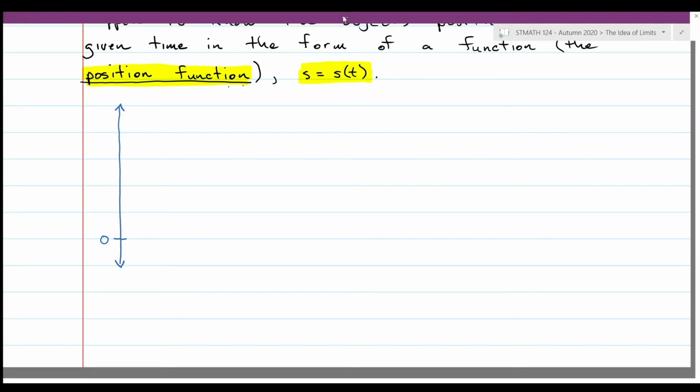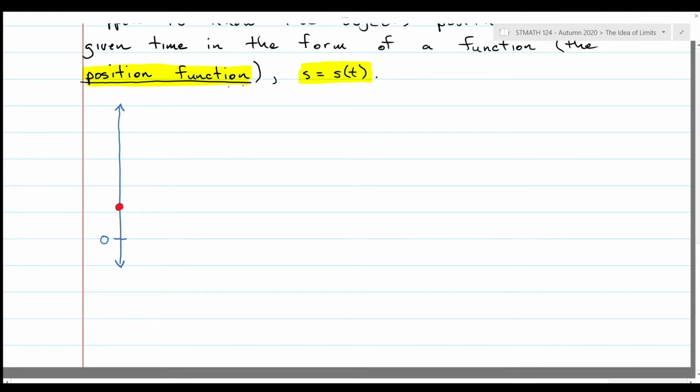The object is on the line, and it may move forward for a ways, then stop and come back a little ways, then turn around and go back up, and after a while it ends up here. Something like that. That sort of motion we can keep track of with the graph of a function as well. So beside this line where the object is moving, we're going to have a representation of that motion in the form of a graph.